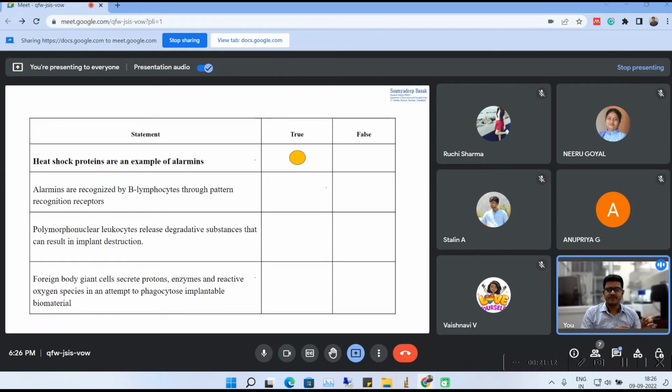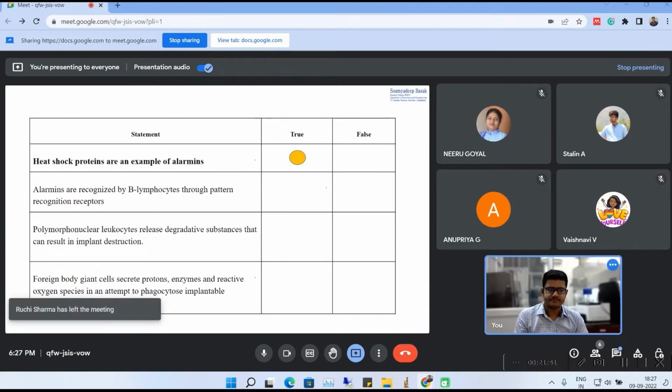So DAMPs, that is damage associated molecular patterns, are also called alarmins. So alarmins and DAMPs are synonymous. So if there is an option that says DAMPs, HSPs or any other molecules are examples of DAMPs, then it is the same. It is true. If there is no term DAMP or alarmin in the question, don't get confused. DAMPs and alarmins are the same.